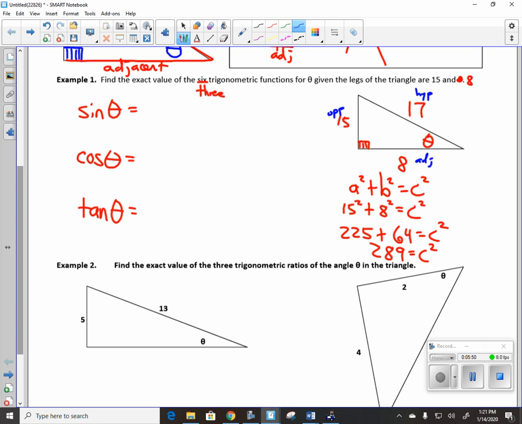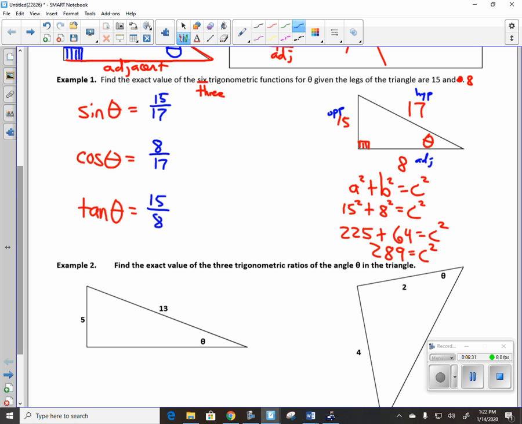So sine of theta is opposite over hypotenuse. It's 15 over 17. Cosine is adjacent over hypotenuse, 8 over 17. And tangent is opposite over adjacent. It's 15 over 8. How's that? Is this a nice review of what you first learned in geometry?